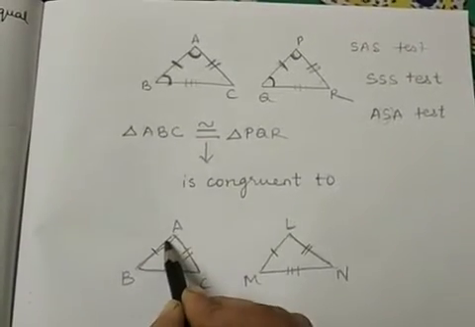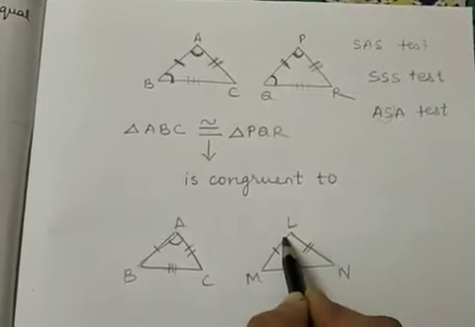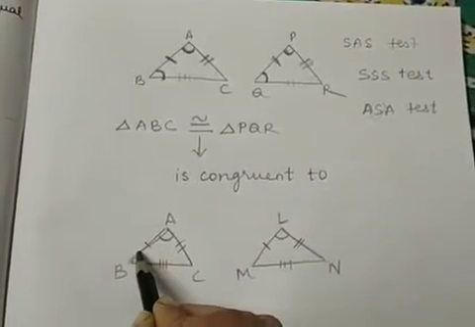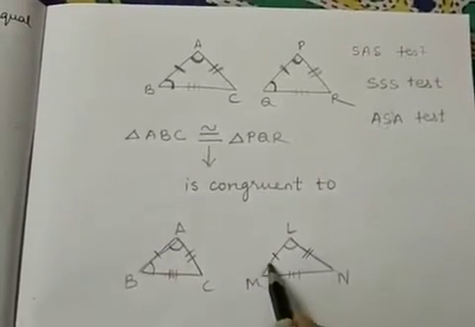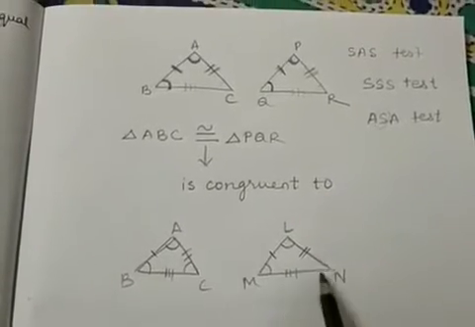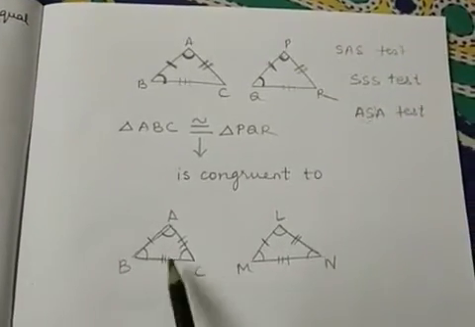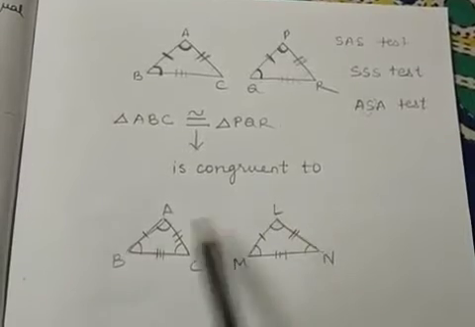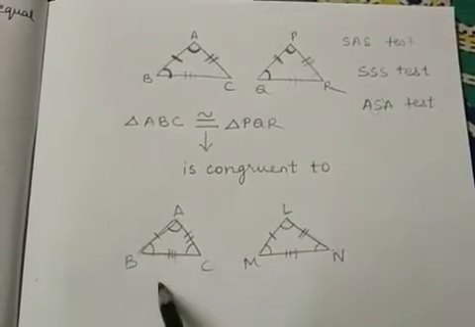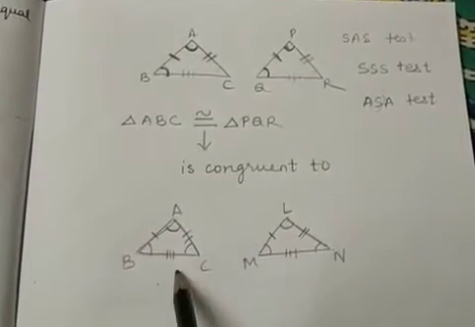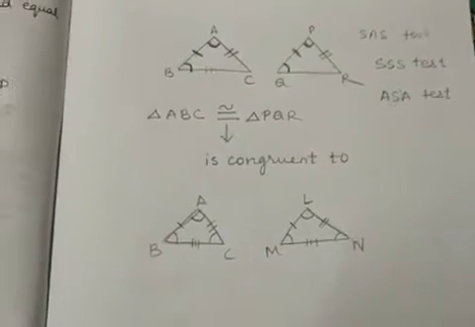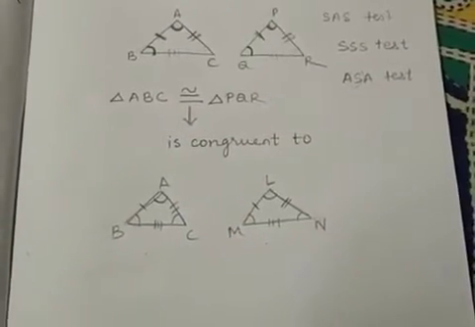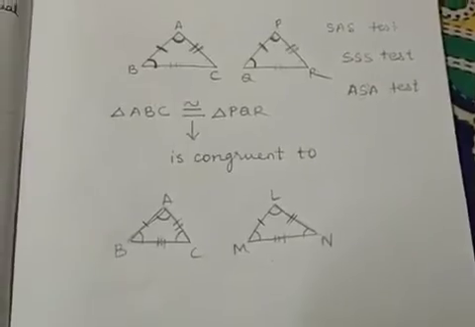Which is the angle corresponding to A? The angle is L. Which is the angle corresponding to B? M, and which is the angle corresponding to C? N. Okay, so if the two triangles are congruent, then these corresponding angles and sides are also congruent, or they are equal.